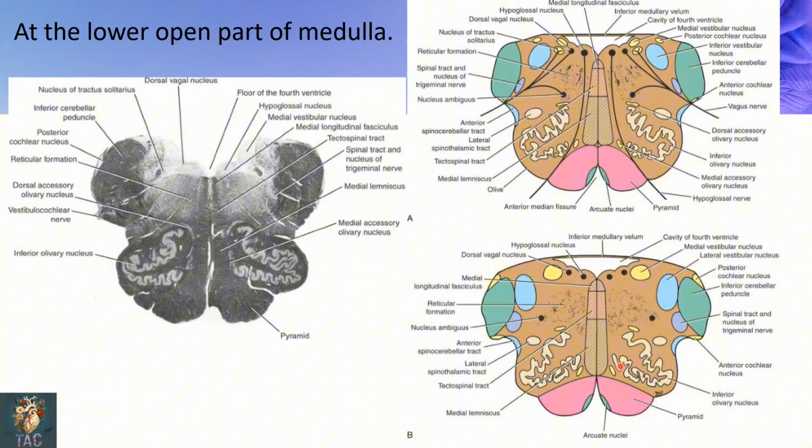This one is the inferior olivary nuclear complex, the dorsal accessory olivary nuclear complex, and the medial accessory olivary nuclear complex. These three are the parts of the inferior olivary nucleus complex. Also, you can see deeply embedded in the reticular formation is the nucleus ambiguus, which is present over here. So these are the different features of the medulla oblongata at the level of the inferior olivary complex, also called the lower open part of the medulla oblongata.